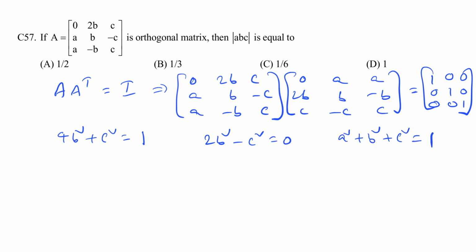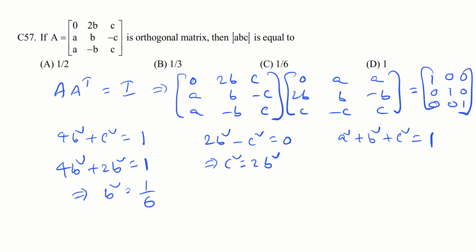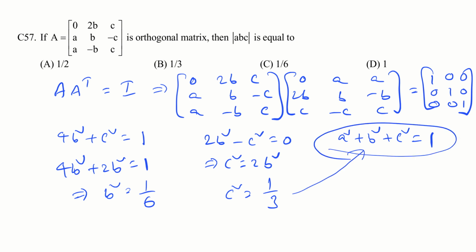Now I can see from these equations itself that here I have c square is equal to 2b square. If I use that information here, I'll get 4b square plus 2b square is equal to 1. That means I'm having b square equal to 1 by 6. Therefore I have c square is equal to 1 by 3. Now if I use that information here, that b square is 1 by 6 and c square is 1 by 3, I'll get a square value. You'll get what you want ultimately from that. We'll go to next problem.